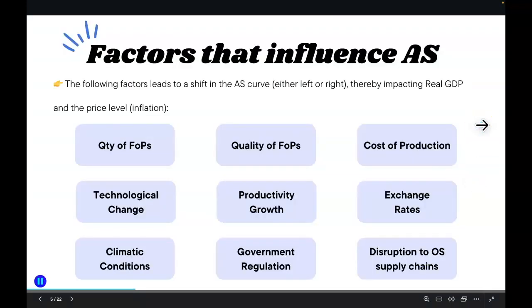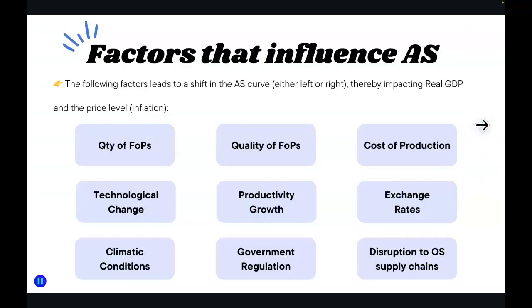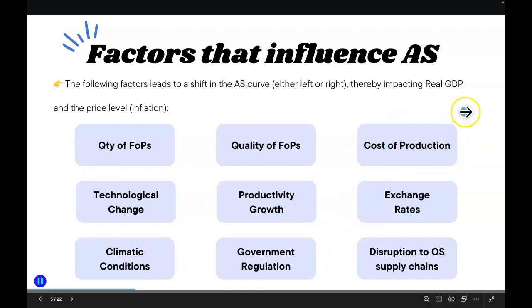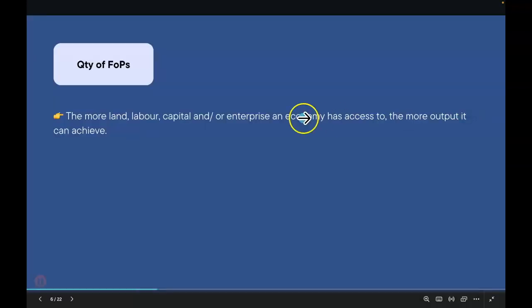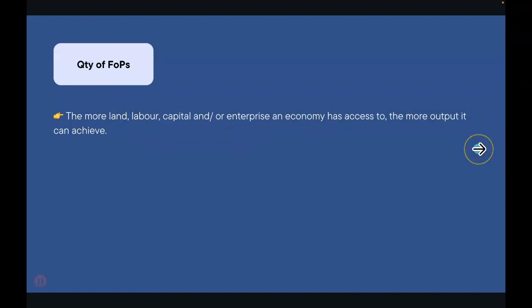Now, there's 9 factors that you need to know. They are relatively straightforward, but you do need to know them explicitly. In most cases, they funnel back to this one, cost of production, which is its own standalone factor, but we'll be talking about cost of production in essence for all of these as we go through. So, nice and simple to start off with. If you've got more factors of production, the quantity increases. It means you've got more land, labour, capital and enterprise as an economy to produce goods and services. So if you've got more of that, obviously your output is able to increase.